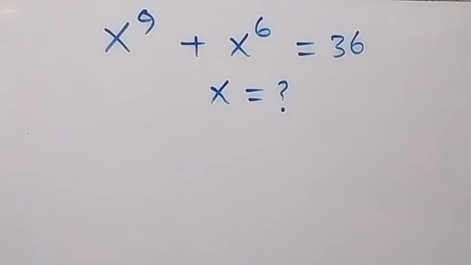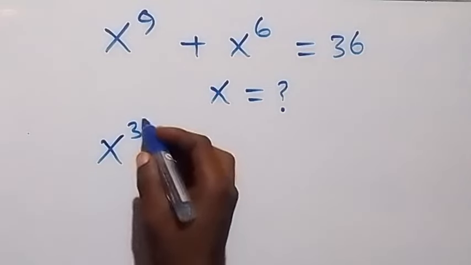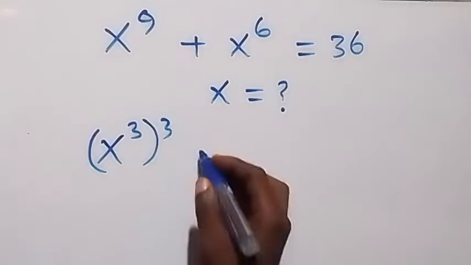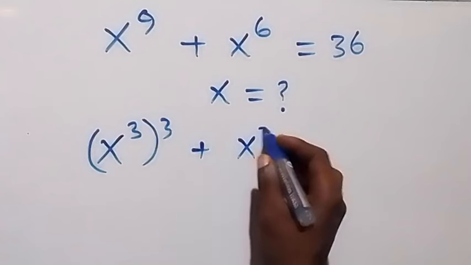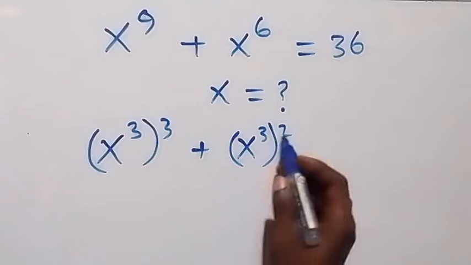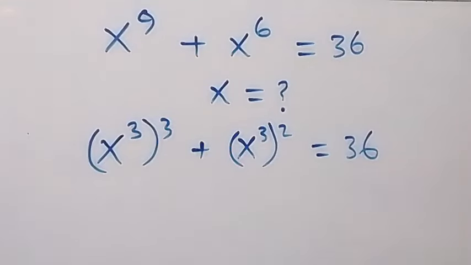We can rewrite this as x raised to power 3, then raised to power 3, as 3 times 3 here is 9, then plus also here we have x raised to power 3, then raised to power 2, as 3 times 2 here is 6, then equals to 36.